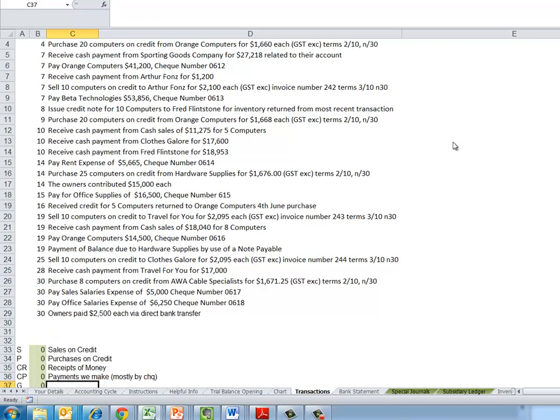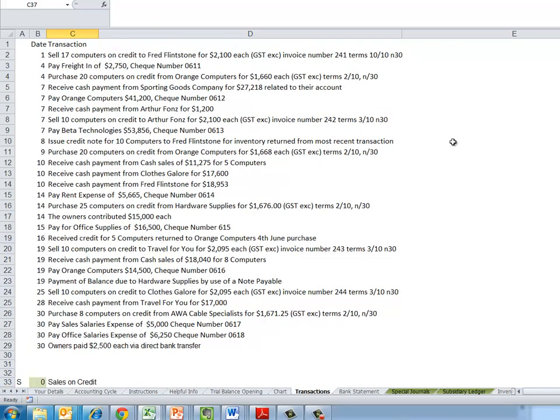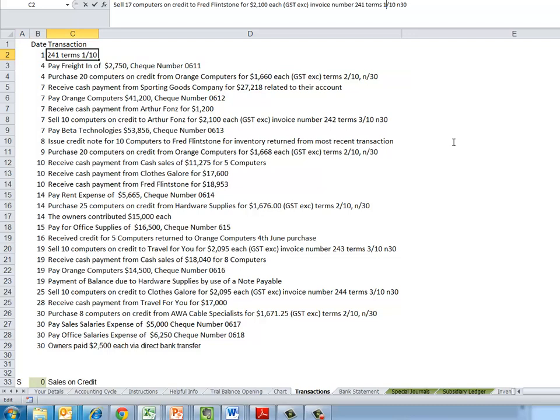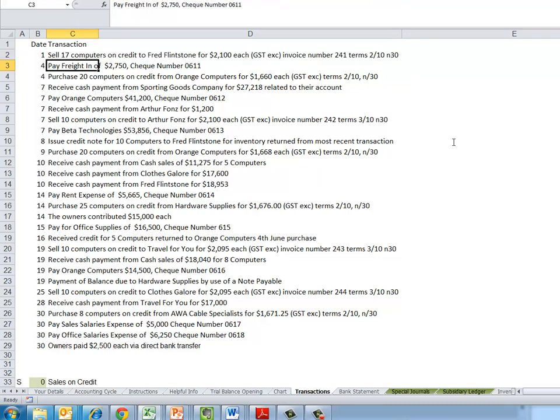So let's work out where the first transaction goes. We sell 17 computers on credit to Fred Flintstone for $2,100 each. We haven't included GST in that price, though on the invoice we'll have to have it, and the invoice number is 241, and terms there I've said 210 net 30. I think that's a mistake, so let's change that now. 210, let's go here and change that to 210, not 1010.